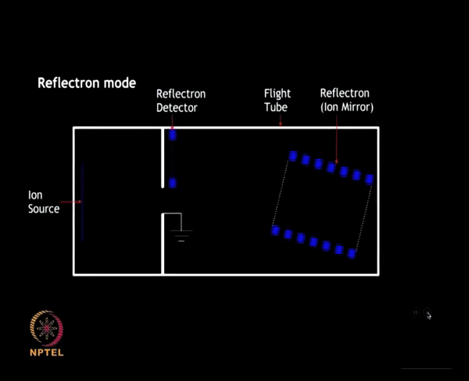A reflectron, which acts as an ion mirror, is incorporated at one end of the time of flight tube. This helps in extending the path length and in turn the flight time of the ion without having to increase the actual size of the instrument. So, rather than using very long time of flight tubes, by including the reflectron ion mirrors, we can increase the path length.